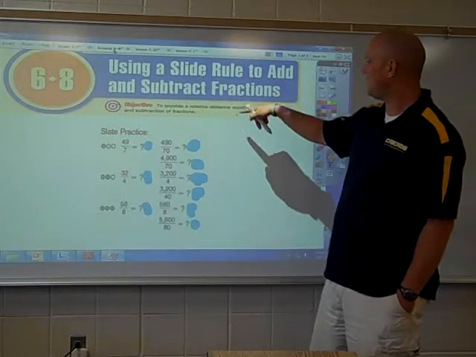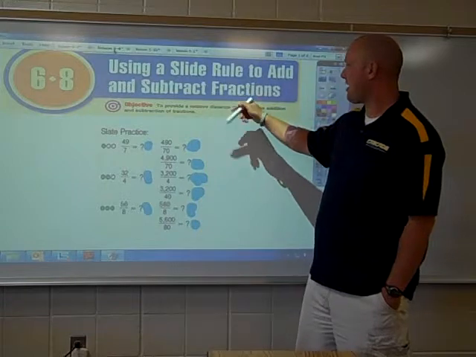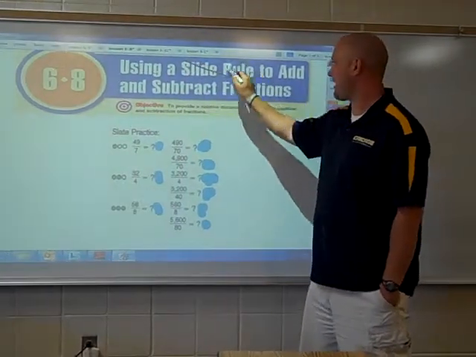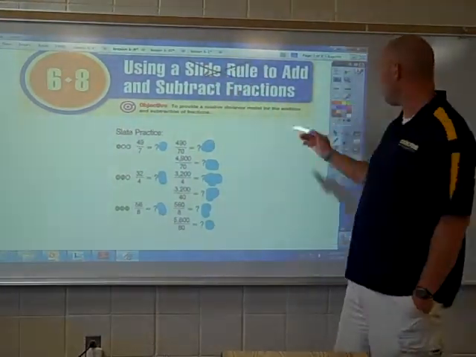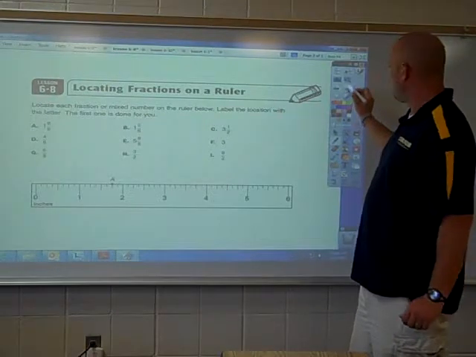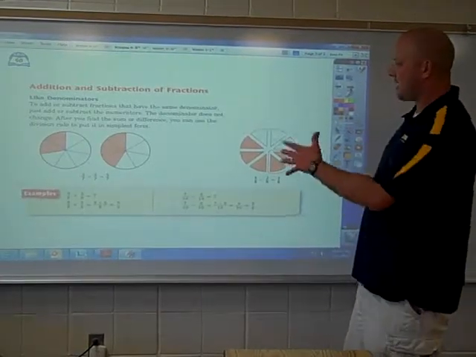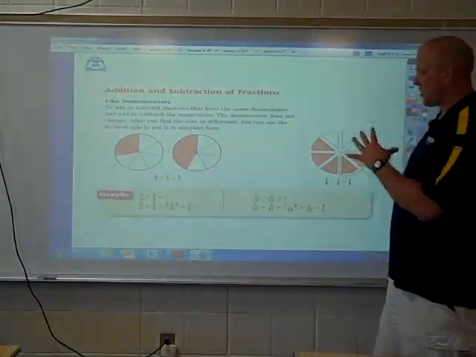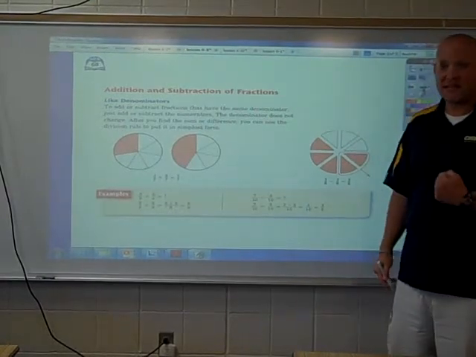In this lesson, we're going to look at adding and subtracting fractions. We're not going to worry about the slide rule because it's something that can be pretty confusing for you. So when you look at this, adding and subtracting fractions with like denominators is pretty easy.